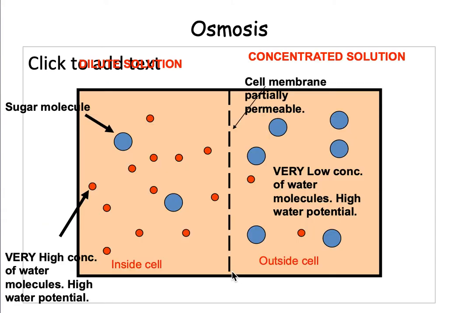All right, so this is the area of high water concentration. You can see there, if you assume the red as water molecules, there are only two on the other side. So osmosis is a process, and there's this membrane. The cell membrane is partially permeable, as we explained earlier. So when the water passes from this side, which is the inside of the cell, to the outside of the cell, this process is called osmosis, because there is a membrane involved.